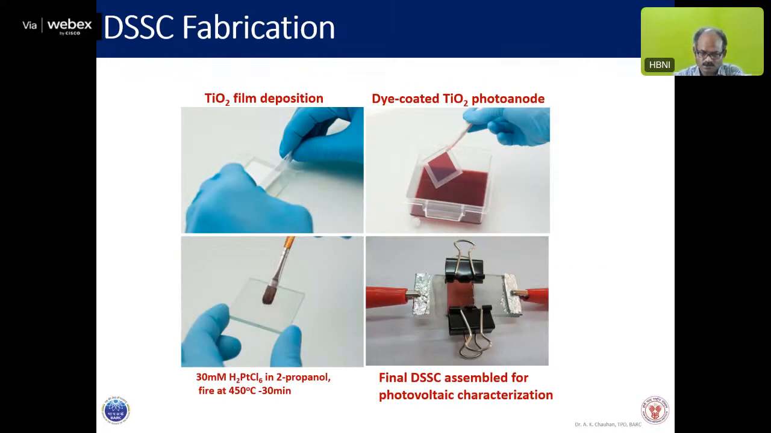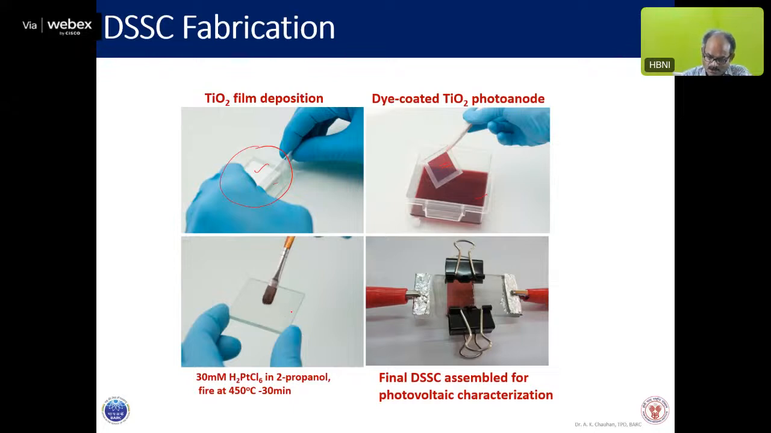These are some of the photographs. This is film deposition of TiO2. Once you have deposited the TiO2 film, then you dip it inside a dye. This is the dye. You keep it here. As you see, it was white. Now the dye has deposited over the TiO2, so the color will become the color of the dye.